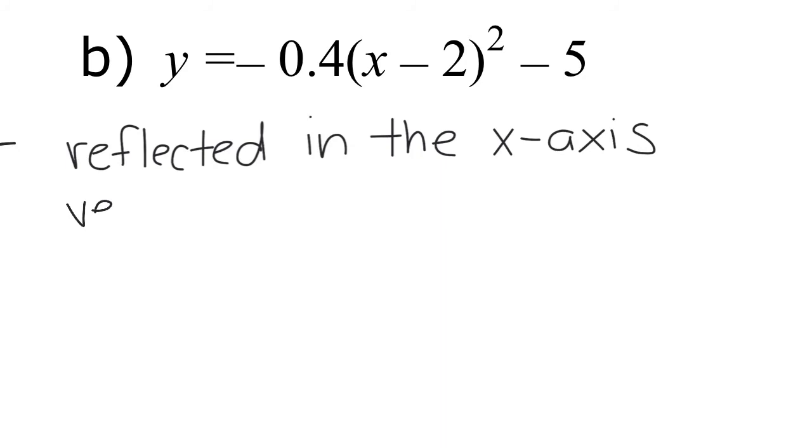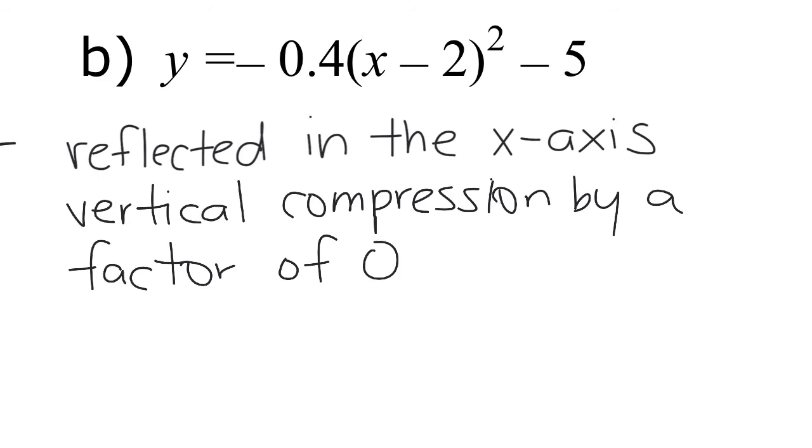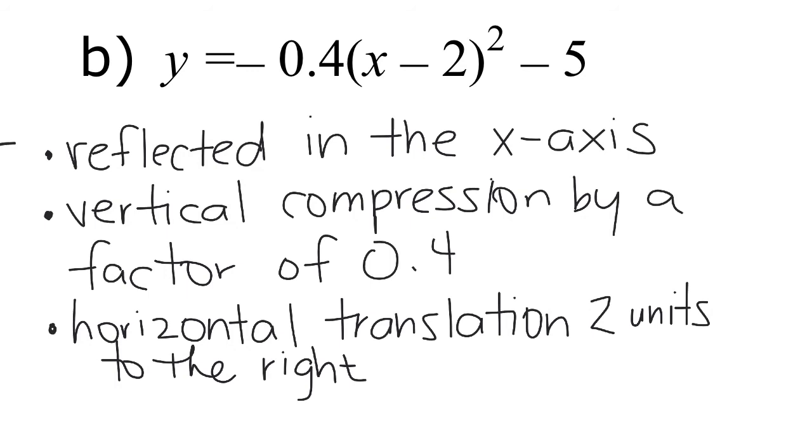So we're going to say there is a vertical compression by a factor of 0.4. The next thing I see is my h value. So I have an h value of -2. This tells me that my parabola is being horizontally translated or horizontally shifted 2 units to the right. So I've added that to my list.